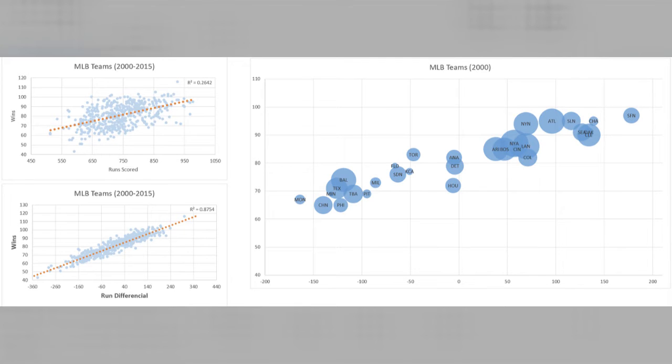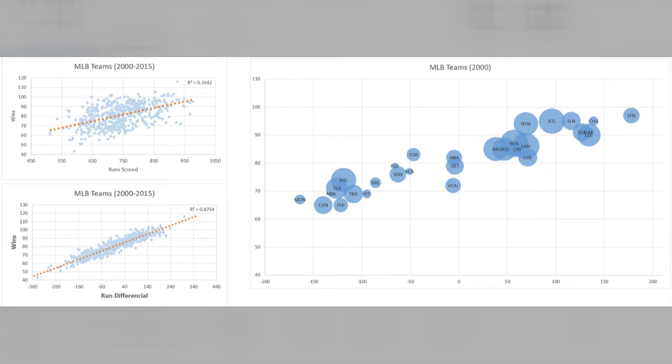The linear orange dotted line in the graphs on the left represents the average number of wins in proportion to the amount of runs scored. This line will always be linear when the x and y-axis have a one-to-one relationship. A one-to-one relationship is one y value for every x value.